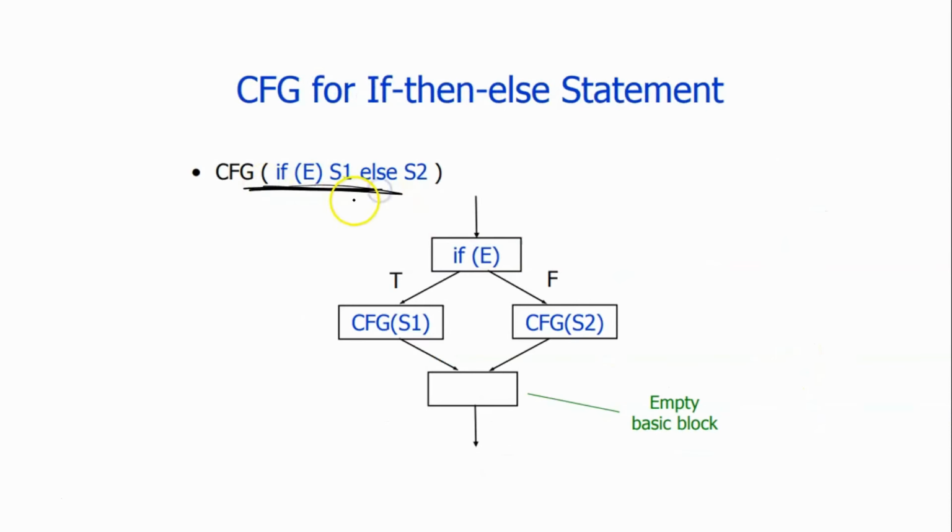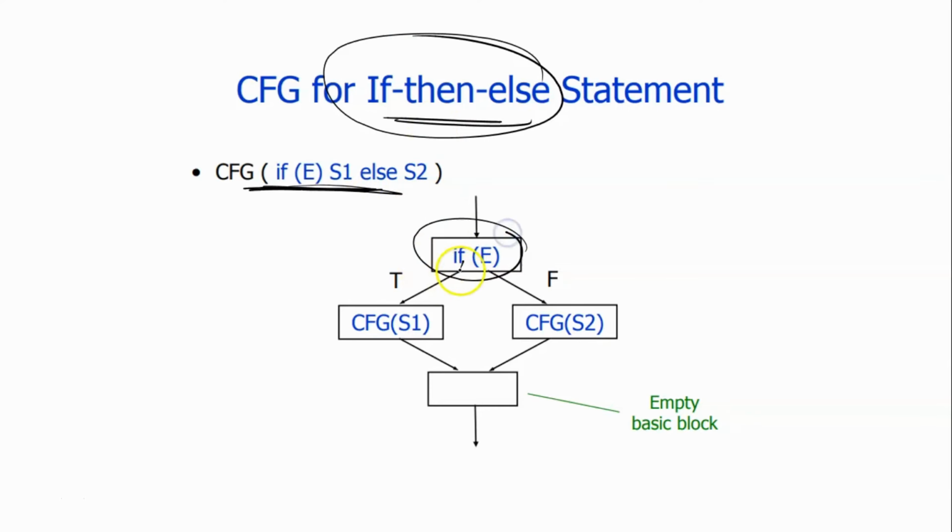Now how to make a CFG for a conditional statement? If you have an if then else statement, how can you make the CFG? Very easily. Basically there will be a true branch, and there will be a false branch.